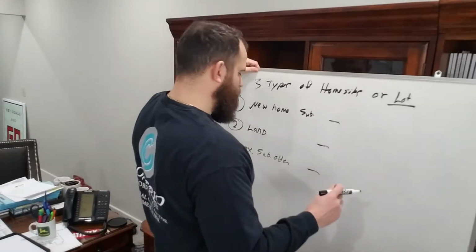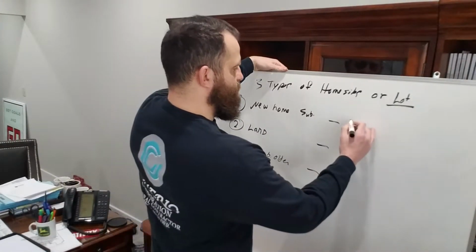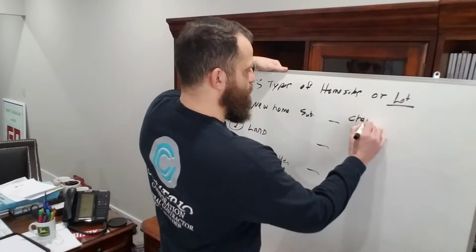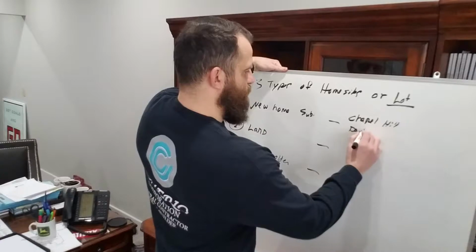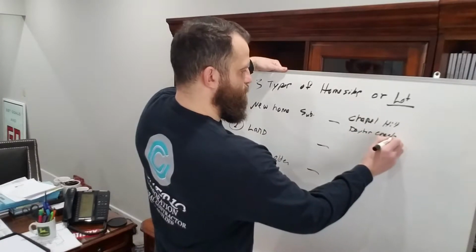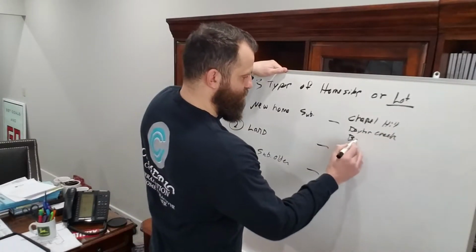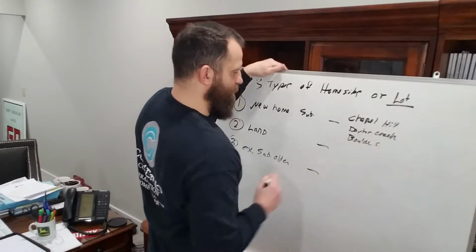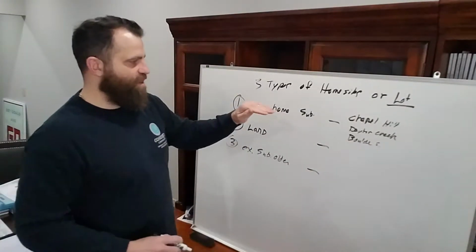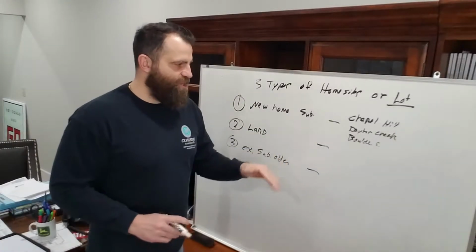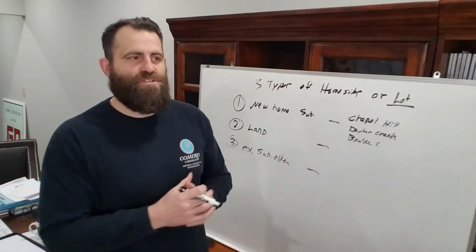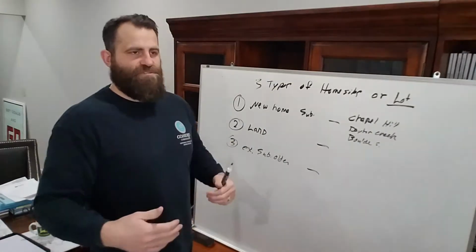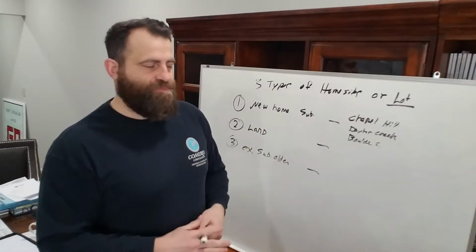So a new home subdivision here would be like Chapel Hill, where we build in. We've got Dayton Creek, another one, Boulder Springs. Those are examples of new home subdivisions where they have on-site agents. There's homes actively being built. We're a builder in those subdivisions. There's other builders in the subdivisions. So the norm is for construction to be happening all the time.